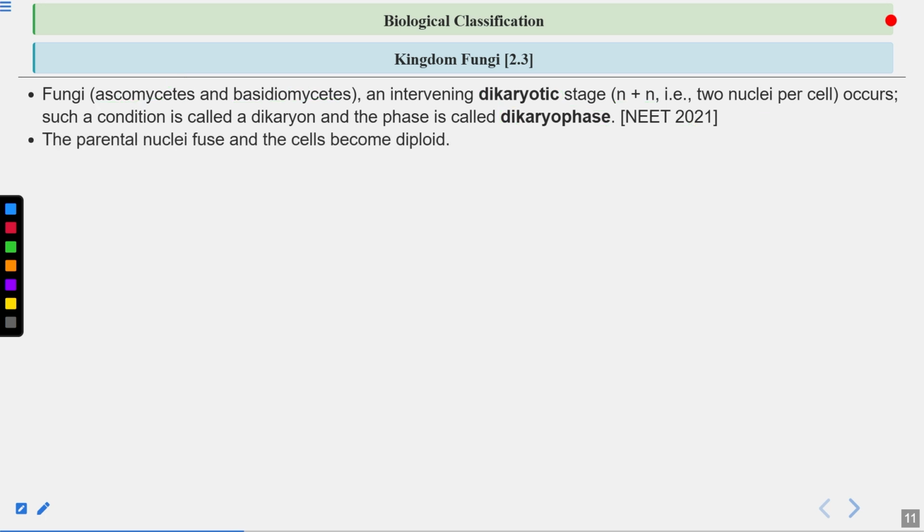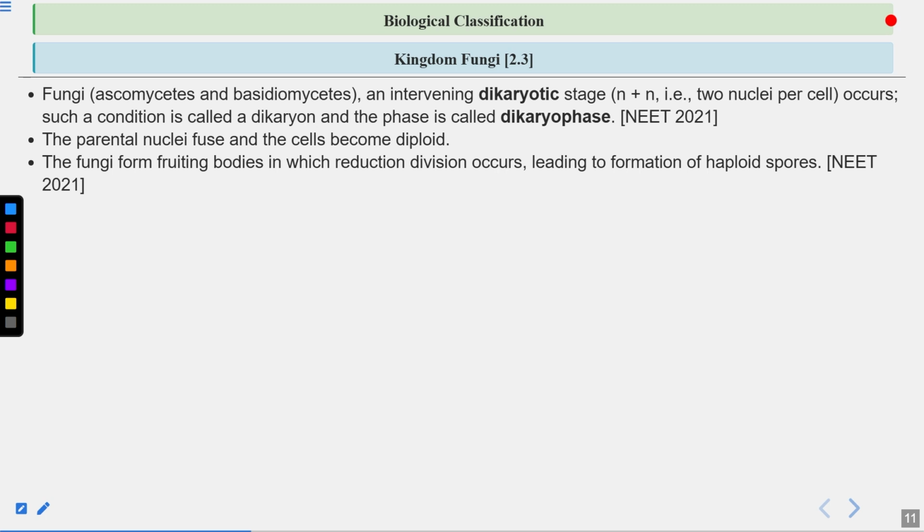You should remember this. Then ultimately, what will happen? These two nuclei will fuse together and form a diploid cell. In this diploid cell, meiosis will occur, leading to the formation of the spores. Okay, so again, a question has come from here. The fungi form fruiting bodies in which reduction division occurs, leading to formation of haploid spores. So spores are haploid, remember this, and they are formed by meiosis. So you should know about this dikaryophase and how these spores are formed.